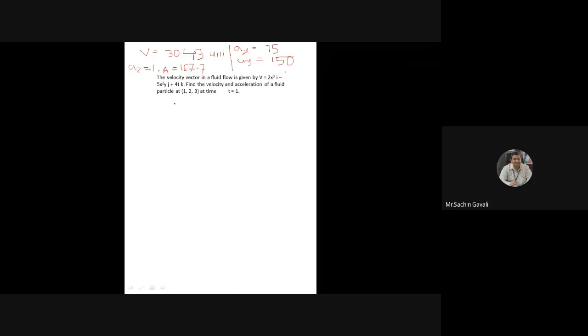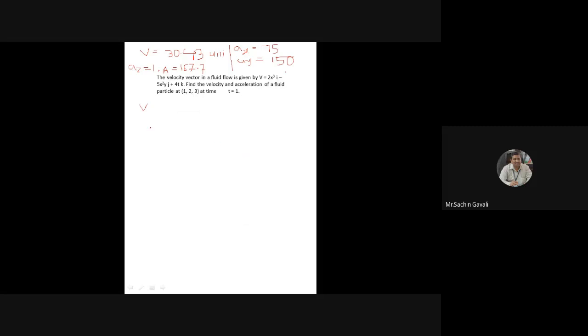Okay, so V is equal to 2x cube i minus 5x square y j plus 4t k. Find the velocity and acceleration of a fluid particle at (1, 2, 3) at time t is equal to 1. This numerical was asked in one or two examinations for 7 marks when offline examination was there.